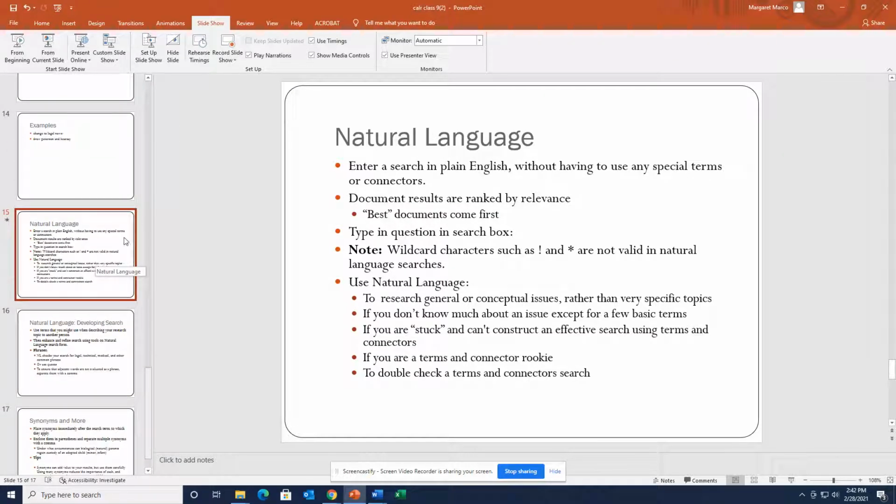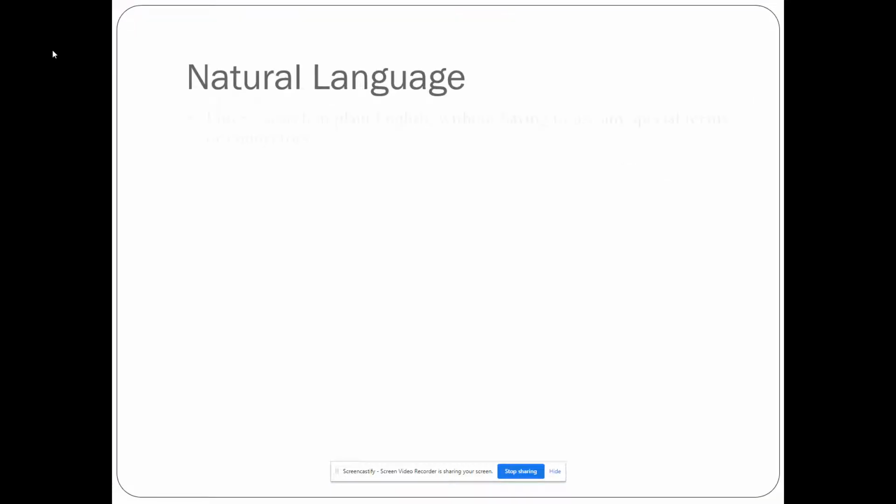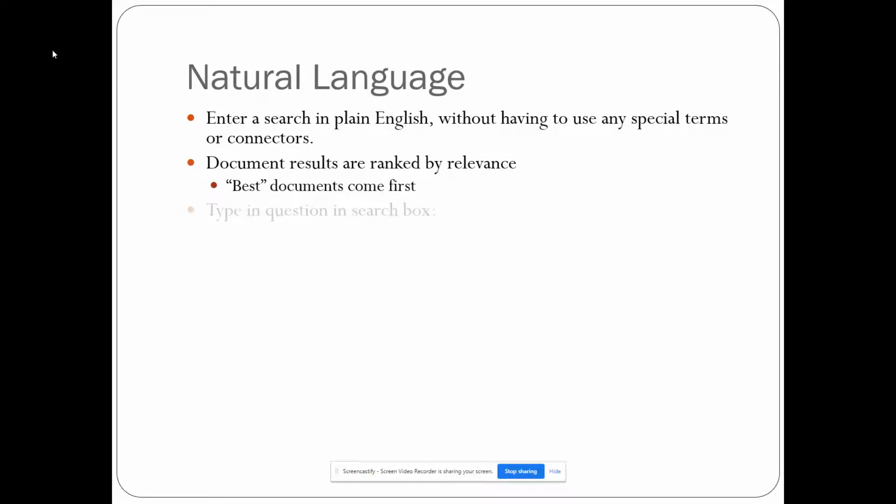Okay, so natural language. Not a fan, so I'm going to go over it quickly. Rather than using terms and connectors, you can just enter a sentence in plain English, and Lexis uses its math to determine what it thinks are the most important terms in your sentence. So it's kind of like a Google search. It ranks your results by relevance.